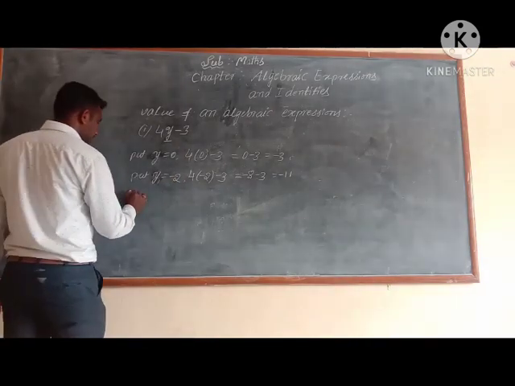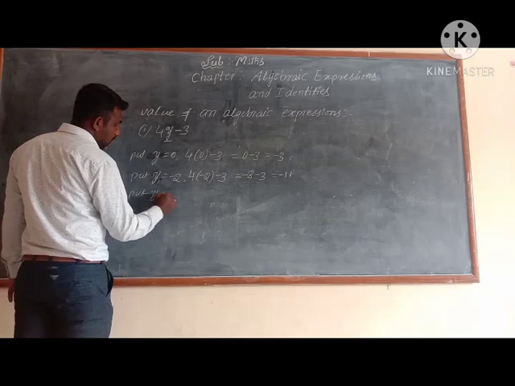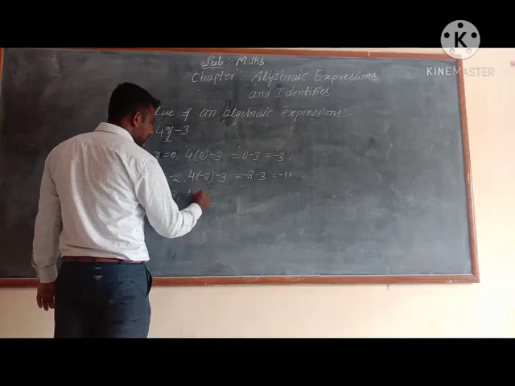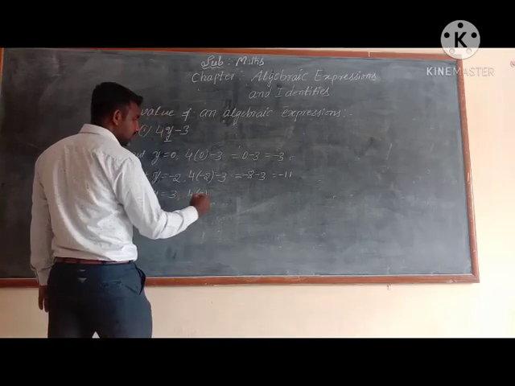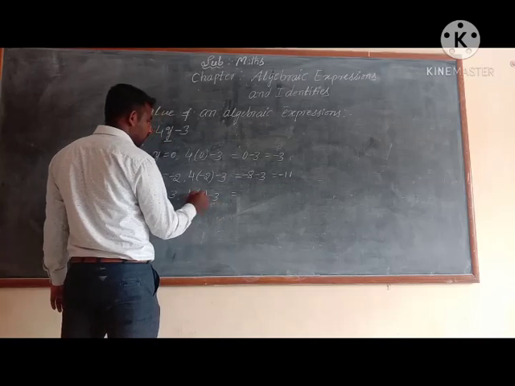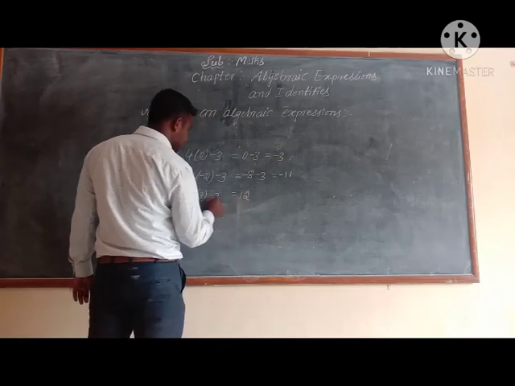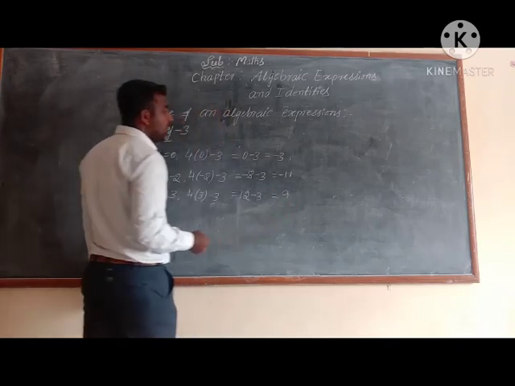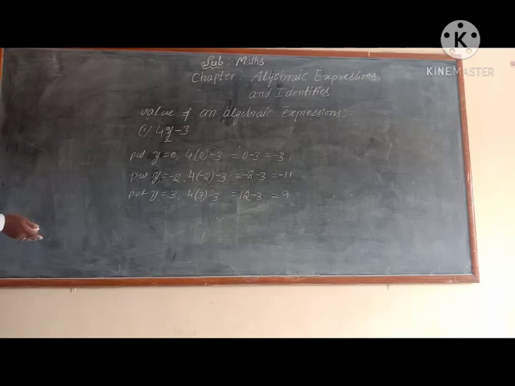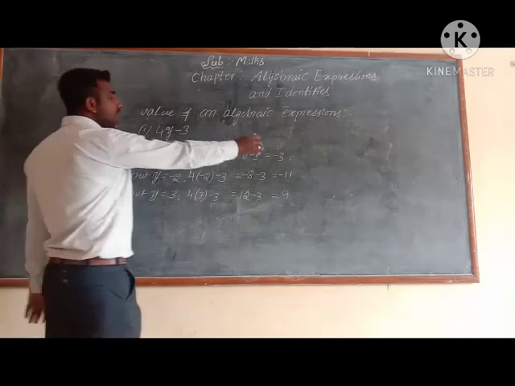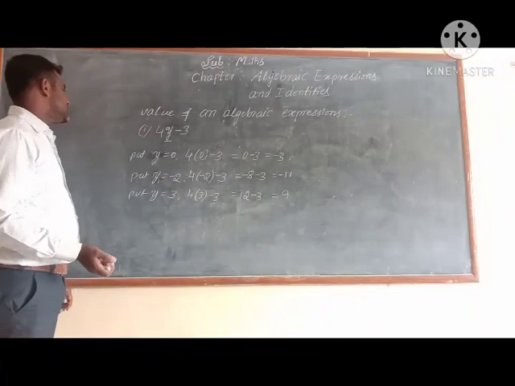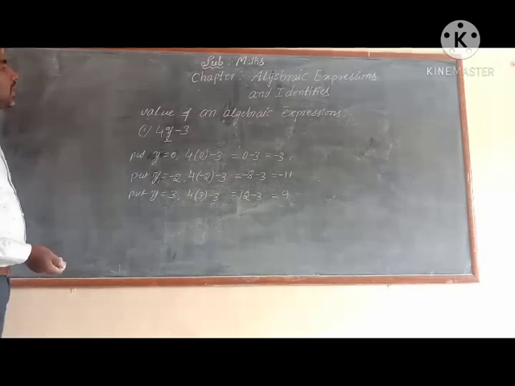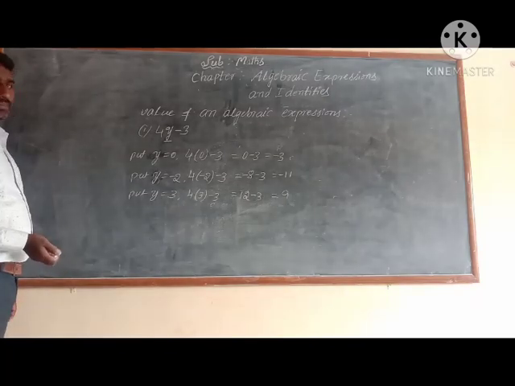In the same way, put y is equal to plus 3. 4 into 3 minus 3 is equal to 4 3s are 12, minus 3 is equal to 12 minus 3 is equal to 9. We can see that in all these cases the value of expression goes on changing when the value of variable is changed. This is called the value of an algebraic expression.